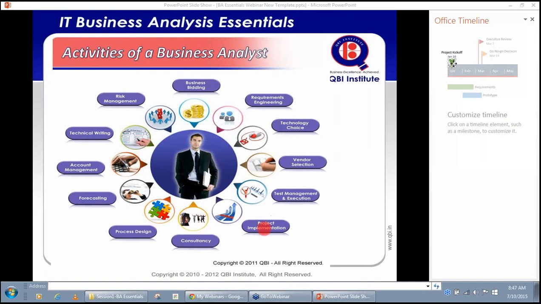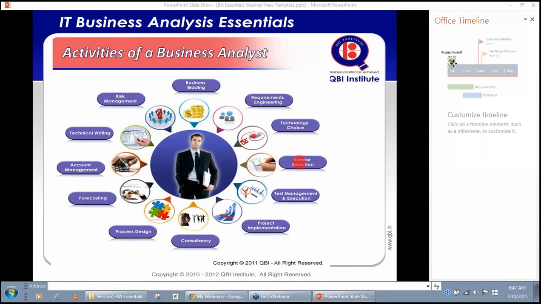Then there are two other roles, technology choice and vendor selection. Technology choice and vendor selection become prominent and important when you work as a business analyst on the roles of the client. So then it may be your call on which vendor to select.